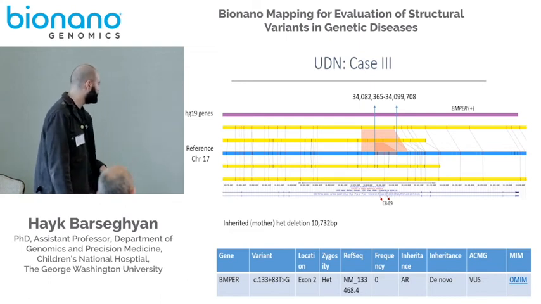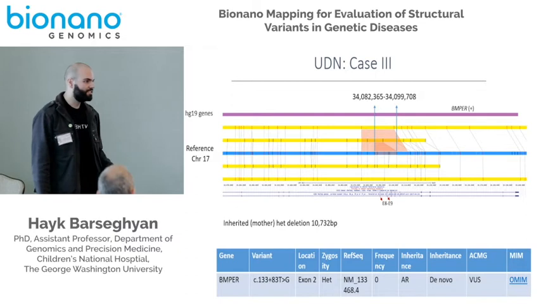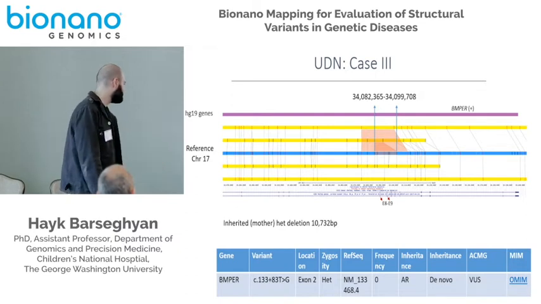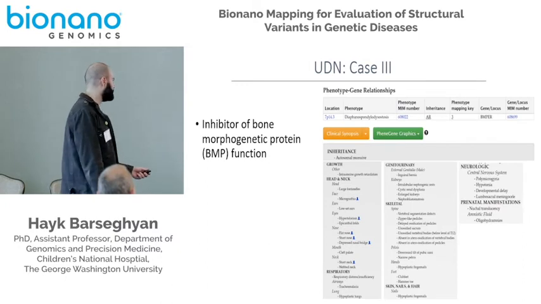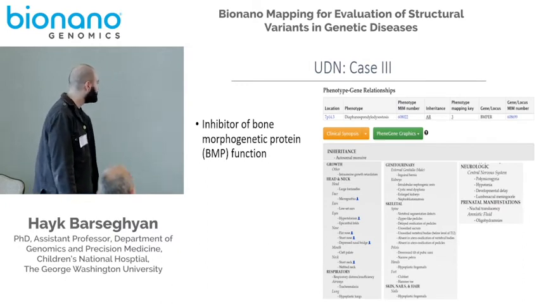Which was classified by GenOx and ACMG guidelines as the VUS. So when we look at the OMIM, we see that this gene actually has a lot of, I'm assuming no one can read this, right?